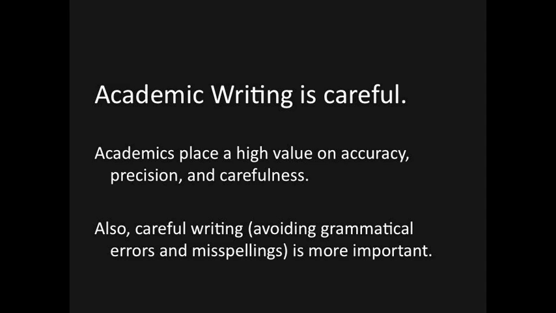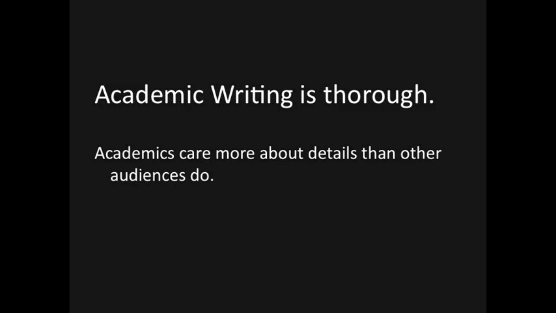Finally, academic writing tends to be more thorough than other kinds of writing. And this again goes back to the audience. One of the key differences between an academic audience and sort of a general purpose audience is that academics care more about the details of ideas and issues. An academic audience, by definition, is people who study things.